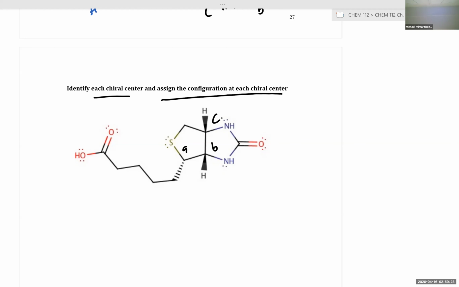If anyone recognizes this molecule, and if you've taken your biology classes and were paying attention, you may have noticed something pretty interesting about this molecule. It has a pretty unique name.